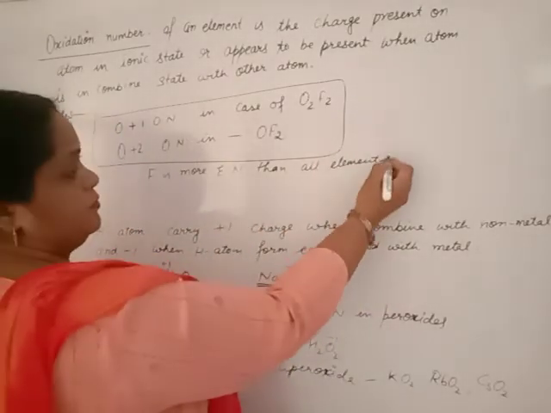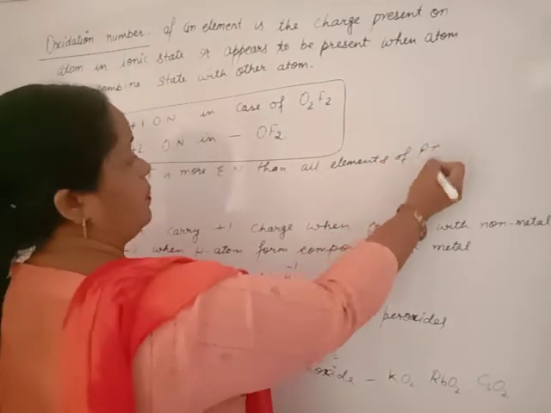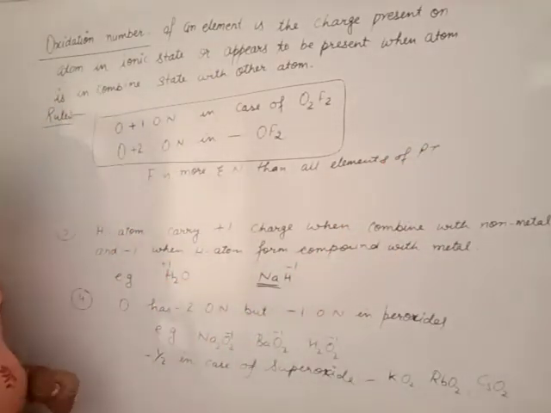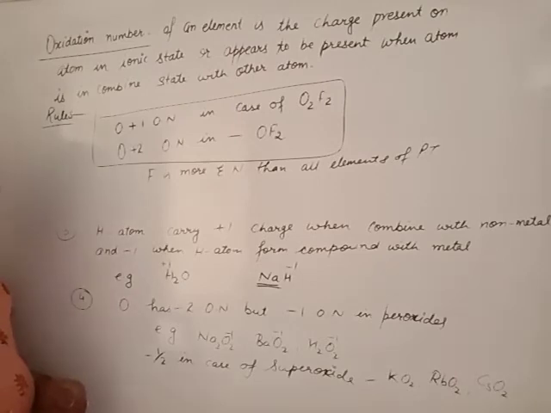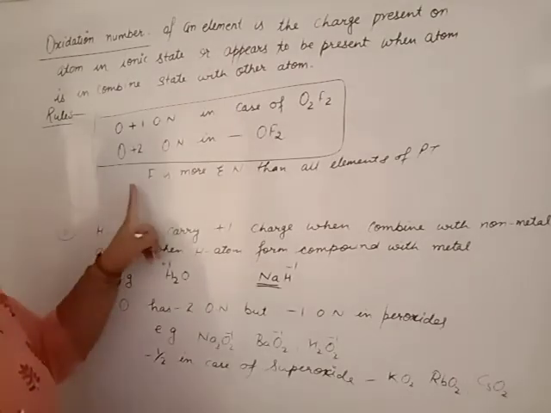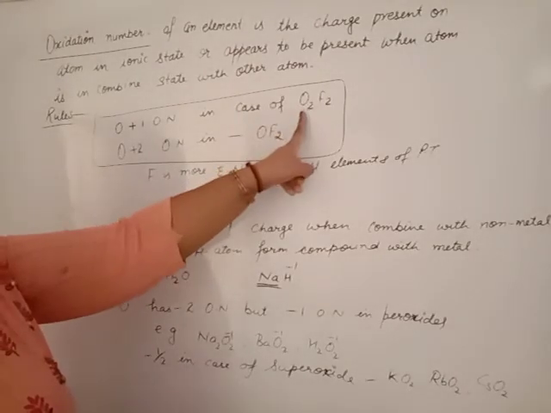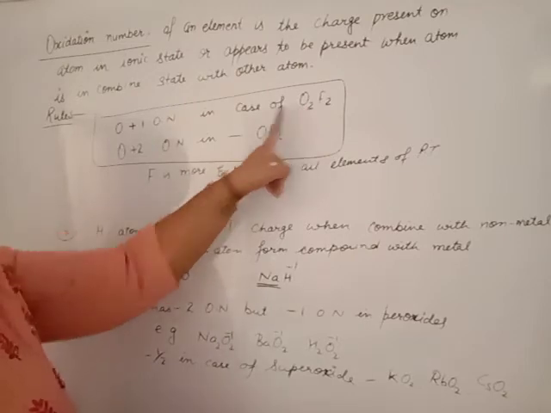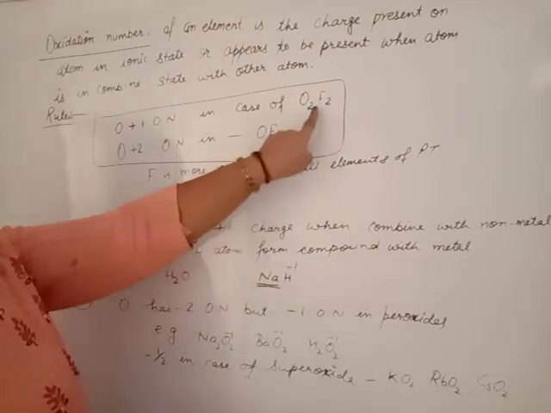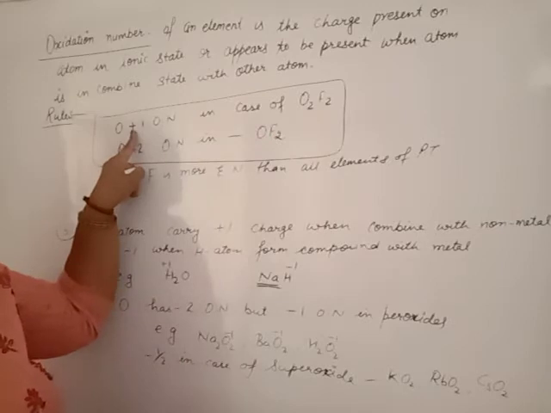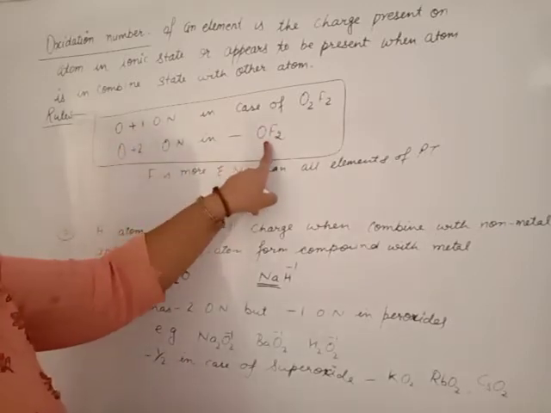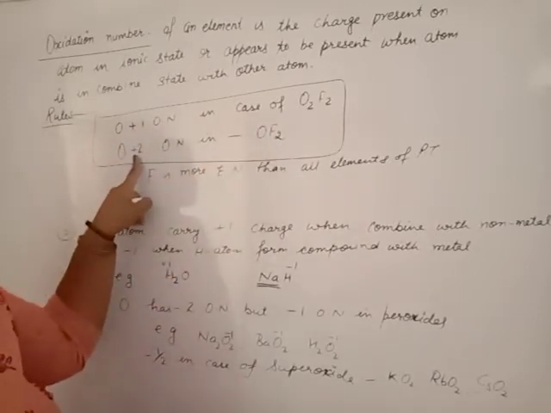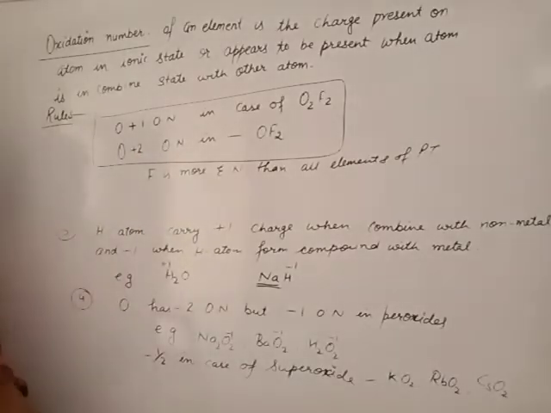All elements of periodic table. So fluorine always has a tendency to gain electron. It will form two compounds with oxygen, dioxydifluoride and oxydifluoride. In case of dioxydifluoride, +1 oxidation state. Oxydifluoride, +2 oxidation state. Clear?